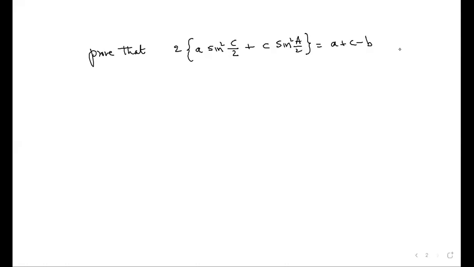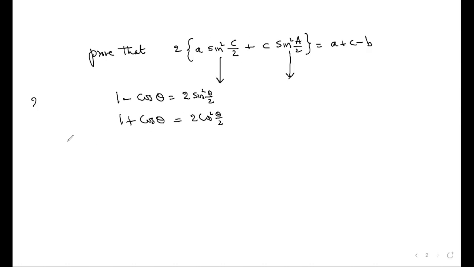You have to convert this all into ABC, correct? But C by 2, A by 2, we don't have any formula. If I want to use the sine rule or cosine rule, I cannot have C by 2 and A by 2. Can you tell me a formula in trigonometry which will convert this into the full angle? So, 1 minus cos. Very good. 1 minus cos theta is equal to 2 sine square theta by 2, and 1 plus cos theta is equal to 2 cos square theta by 2.